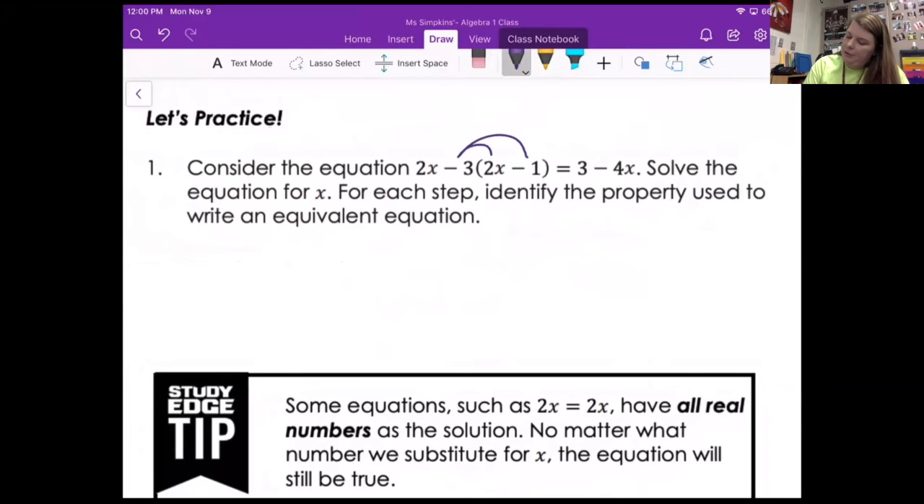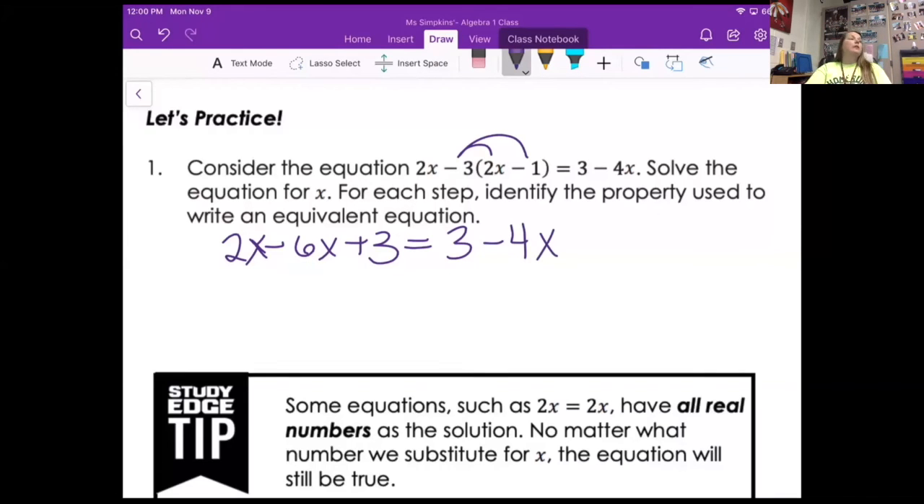So we still have 2x. -3 times 2x would be -6x. -3 times -1 would be +3. And then on the other side, we have 3 minus 4x.